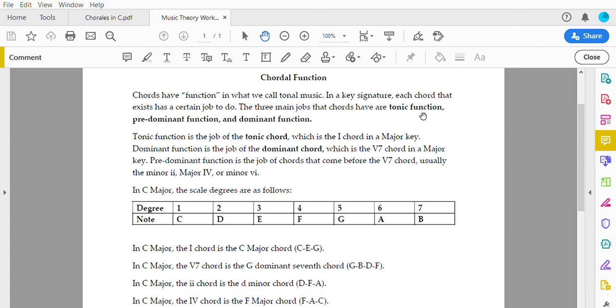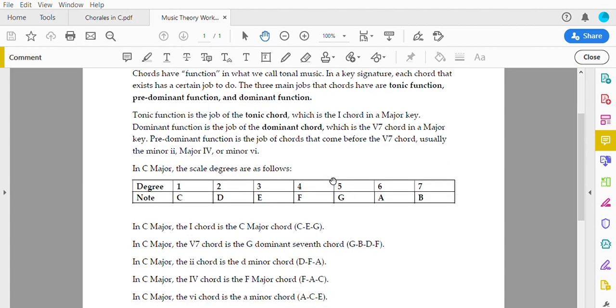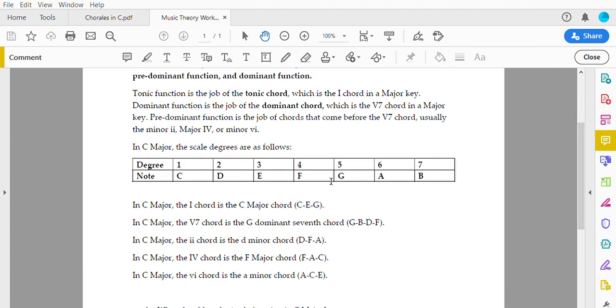So when we have musical phrases, usually we start out in our home chord right here, our tonic. We start in our house. We go about our day, maybe outside of the house, but we're still in relatively familiar territory. And then the dominant function is what drives us back to home and what makes us really want to get back home. So, these functions have chords that they're usually associated with.